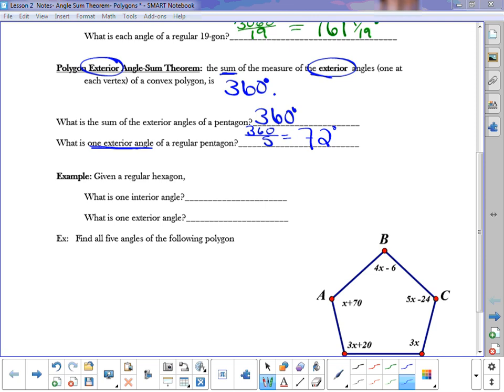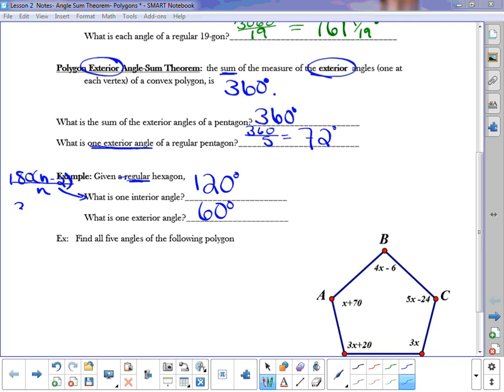Alright, what did we get for our interior angle of the hexagon? 120. And then how about our exterior angle? 60. So again, for the interior angle, we know the total sum of interior angles is 180 times n minus 2. Since it's a regular hexagon, I can just divide by the number of sides to get this.